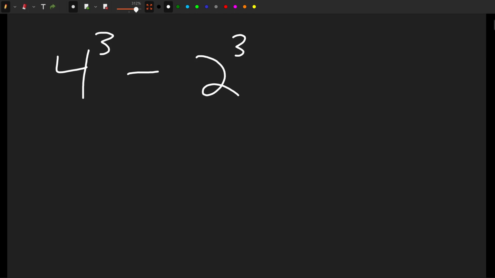Okay, so in this problem I don't see any parentheses. However, I do see exponents. And so 4 cubed is 4 times 4 times 4. 2 cubed is 2 times 2 times 2. So 4 times 4 is 16. 16 times 4 is 64. So 4 cubed is 64. 2 cubed, we have 2 times 2 is 4. 4 times 2 is 8.